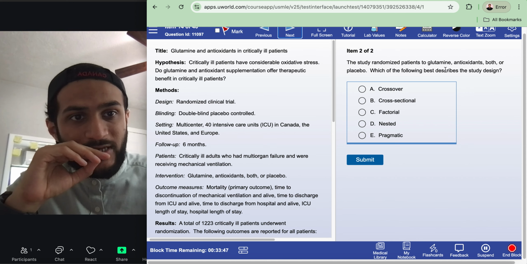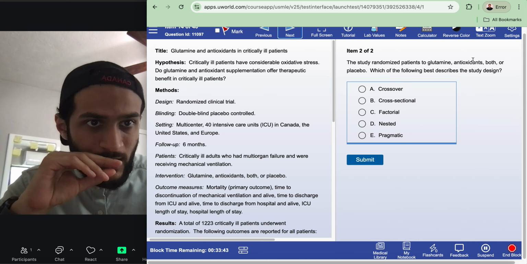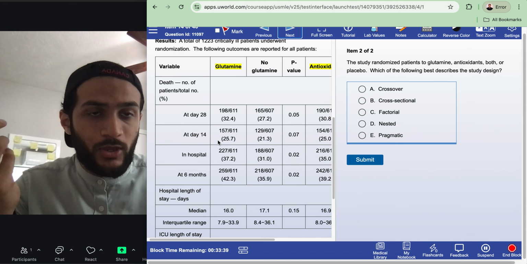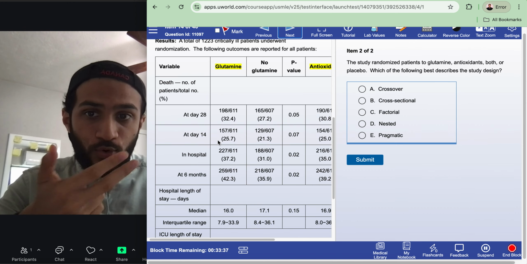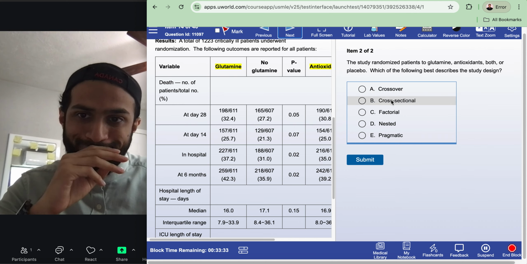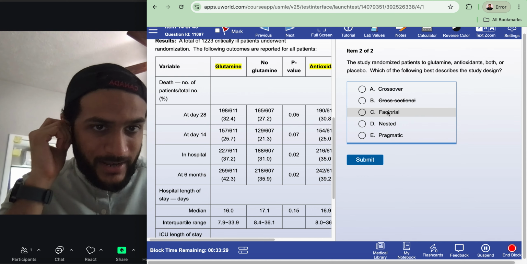Which of the following best describes the study design? The study randomized patients to glutamate, antioxidants, both, or placebo. So you got glutamate, antioxidants, both, or placebo. Okay, crossover could be possible. Cross-sectional, you're looking at risk factors and prevalence, not really factorial.